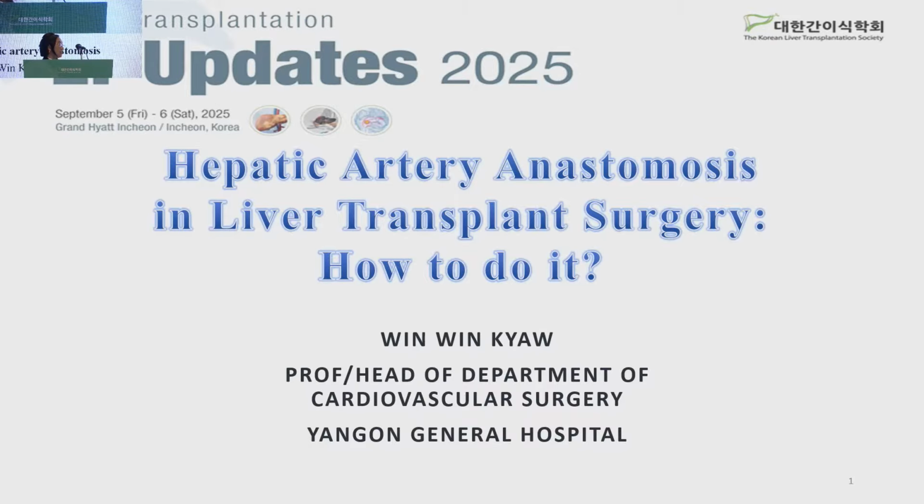In our country, as a cardiovascular surgeon, I have to be responsible for vascular anastomosis in both liver and renal transplant. There is no proper transplant surgeon there. That's why I have to anastomose the hepatic artery as well as the renal arteries. That's why I would like to start my topic.